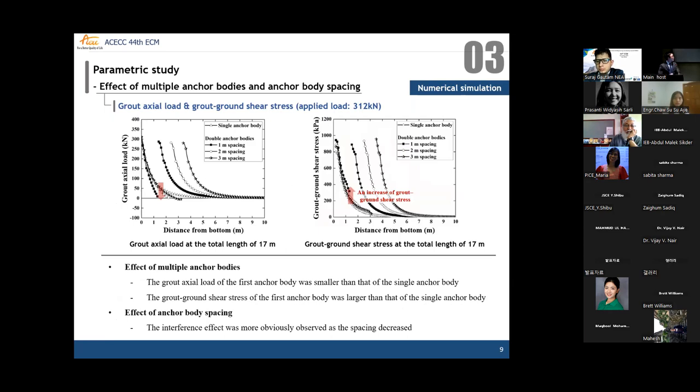Using the proposed model, I evaluated the effect of multiple anchor bodies and anchor body spacing. The left figure shows the grout axial load, and the right figure shows the grout-ground shear stress. When comparing the double anchor body conditions with the single anchor body, the grout axial load decreased while the grout-ground shear stress increased. This means that the movement of the upper anchor body generates tensile force and additional grout-ground shear stress on the lower anchor body. This interference phenomenon became more significant as the anchor body spacing decreased.